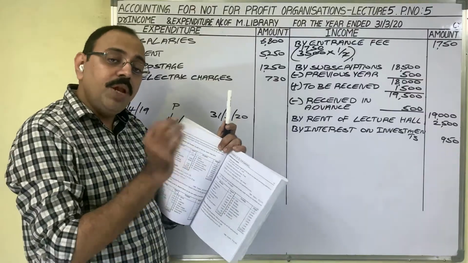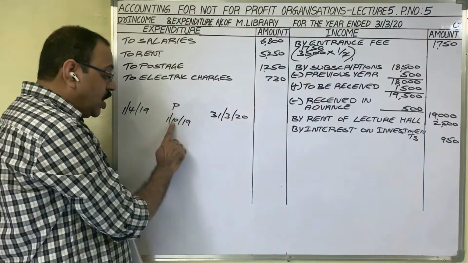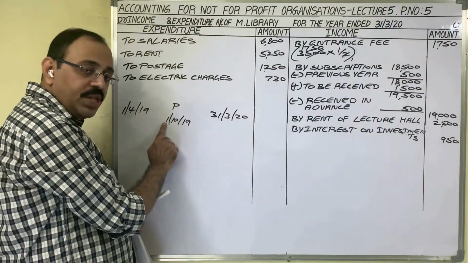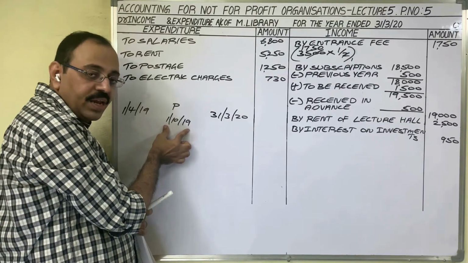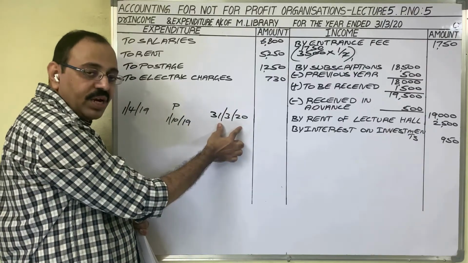So let us see how many months they used. 1st October means October month they used. October, November, December 2019 is completed. Then 2020 starts.